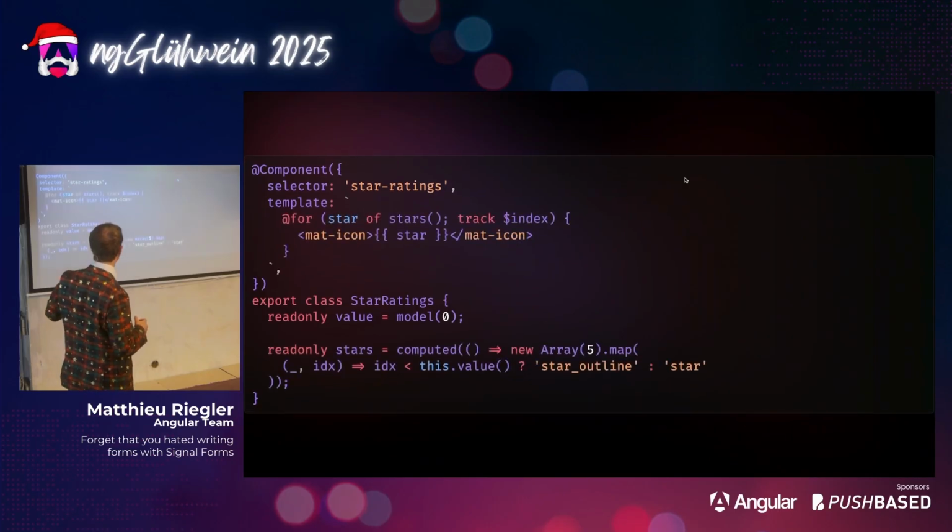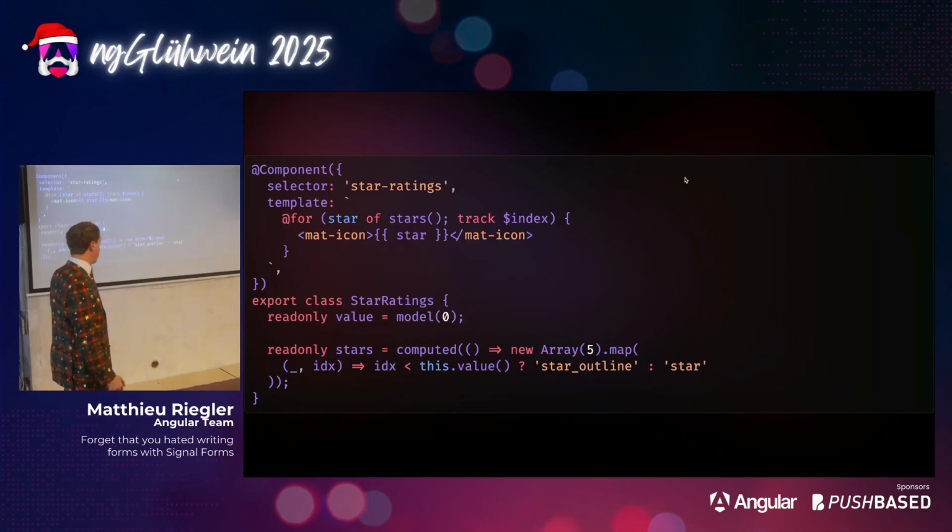If you implement that, you would say, okay, let's make that for the star rating component. I have a value, which is a model. Model, as you know, is an input and an output. So every time something happens on the model, it will send an event to the parent component. The star is basically what you have here. You want the icon to be either star outline or star, depending on the value. If the index is below the value, you will have the star, and if it's above the value, you will have the star outline, so not the full one. Just a simple component that displays the star or not, depending on the rating.